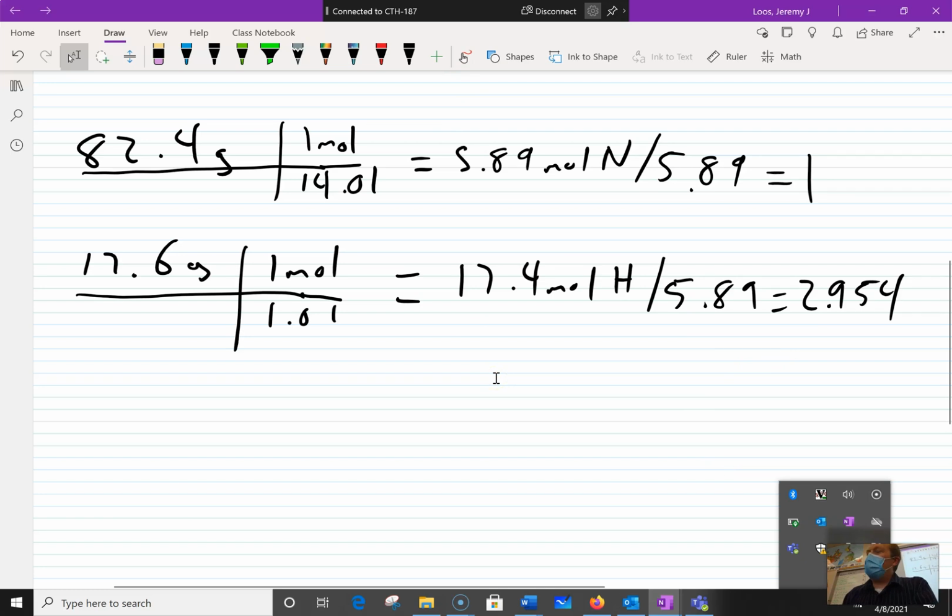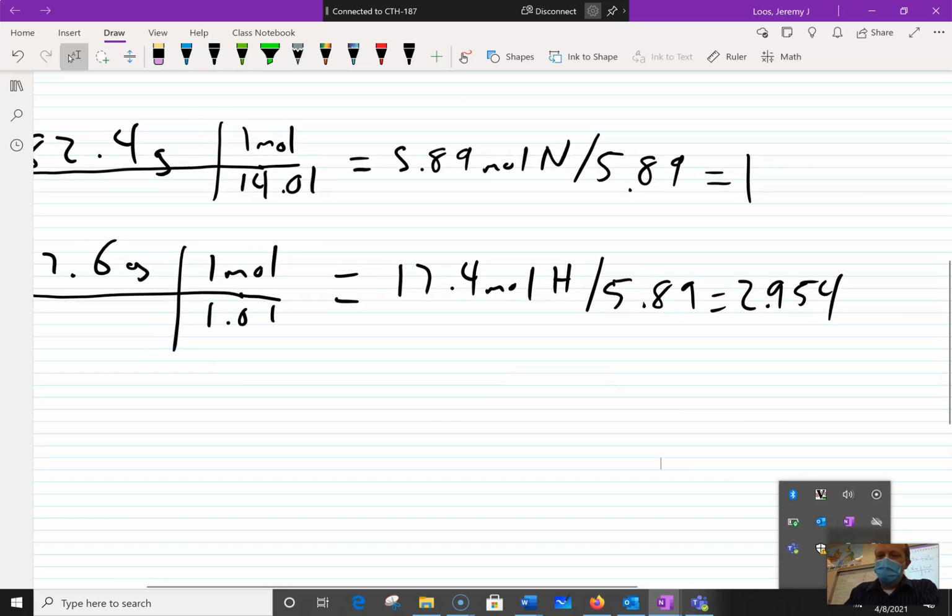Make them whole means if you are very close to a whole number, just round it up. When I say very close, I mean like a tenth or less, probably. So if you're very close to a whole number, you just round it to a whole number. And this is close enough where we can just round this to 3.